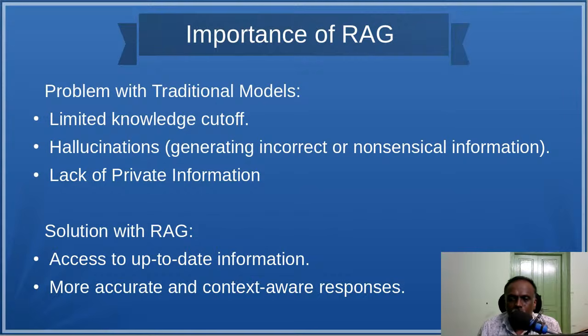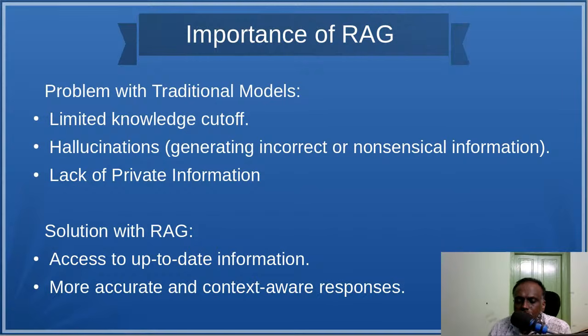Okay, first to understand RAG, as I said, first we need to understand the problems with LLMs, right? So as I said, the first one is limited knowledge cutoff. Second one is hallucination. I already explained that, right? The next one is a lack of private information. LLMs were trained with publicly available data, right? They won't have any specific information about your customers or your project or your clients, right?